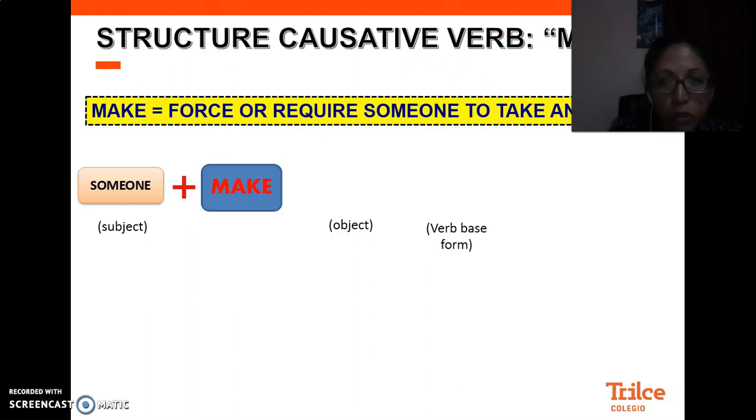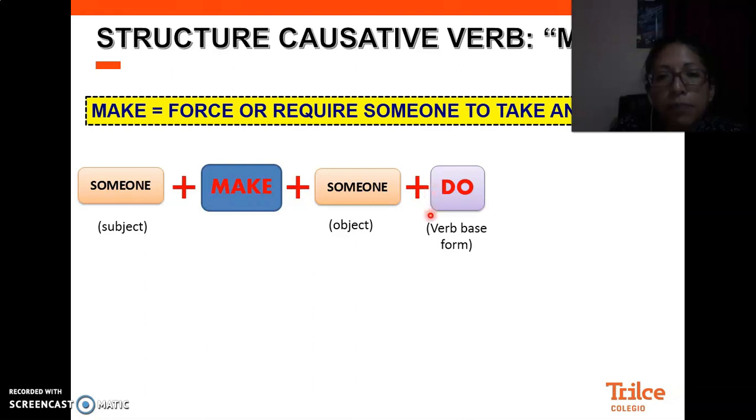Make, which is the causative verb, plus the object. The object, someone: him, her, us, me, plus the verb in base form. The verb in base form.